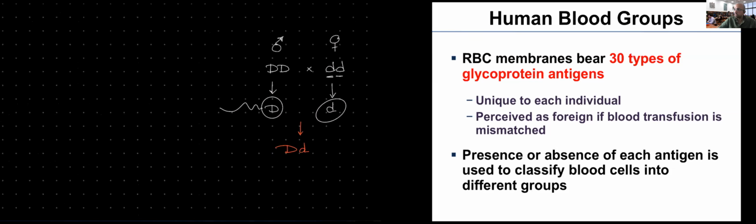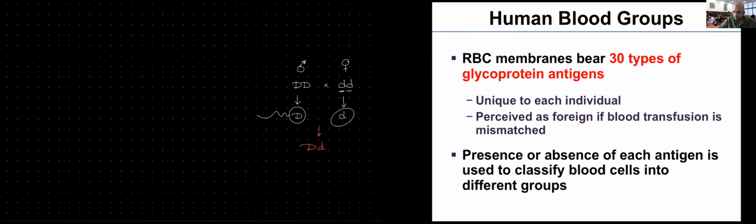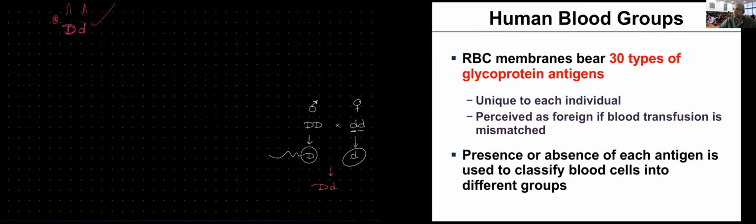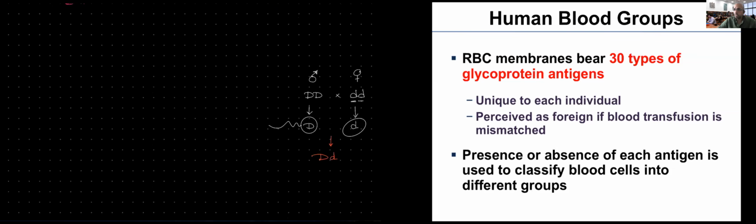This means what? That all of their children are gonna be Rh negative or positive. What do you think? If I am D capital D small, am I Rh positive or am I Rh negative? Positive. So all of their children are Rh positive. Is there something wrong here? Nothing wrong so far.